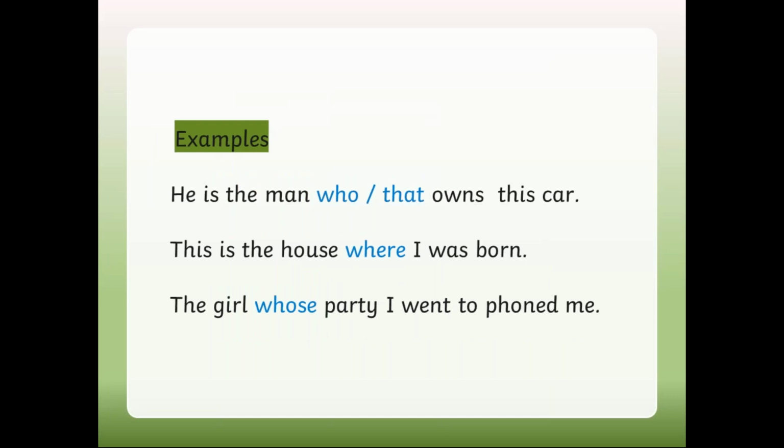Examples. He is the man who owns this car, or he is the man that owns this car. So both are possible here. This is the house where I was born. The girl whose party I went to phoned me.